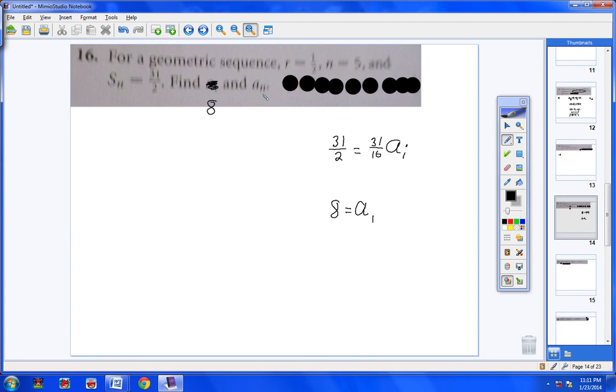And now lastly, they want us to find the 5th term. Well, I can do that pretty quickly, students. Usually I want us to use formulas, but if the first term is 8 and I want to get to the 5th term, that's really easy. What's our common ratio? 1/2. So 8 times 1/2 is 4. 4 times 1/2 is 2. 2 times 1/2 is 1. And 1 times 1/2 is 1/2. So there we go. We found our first term and we found the fifth term.